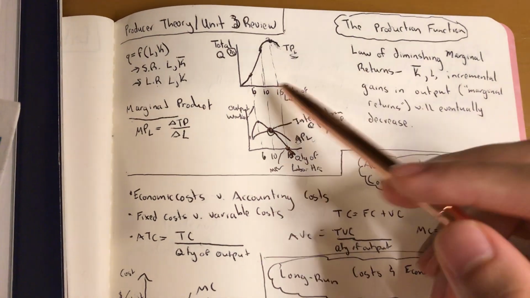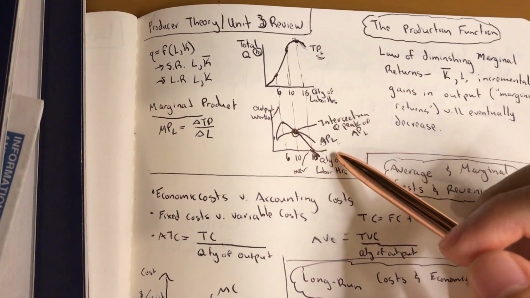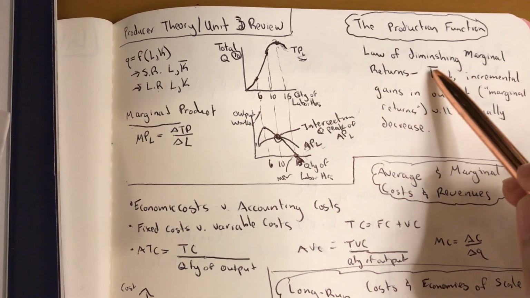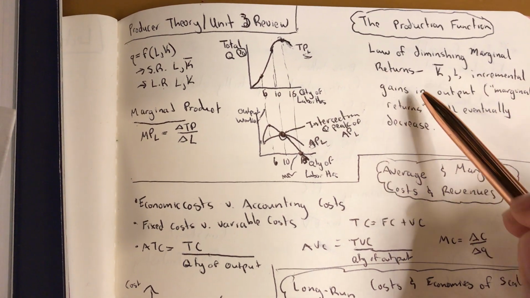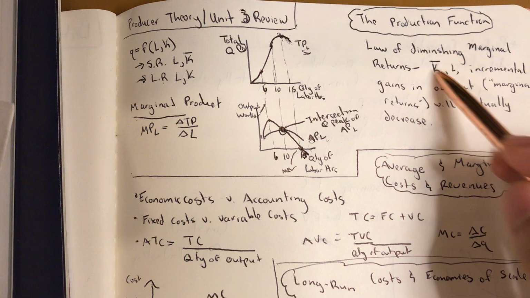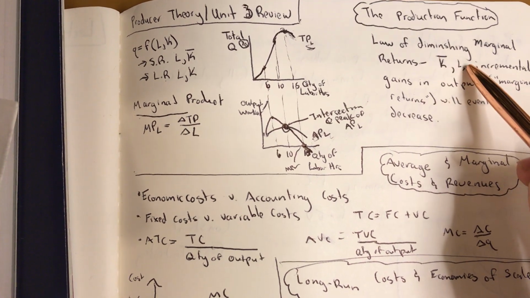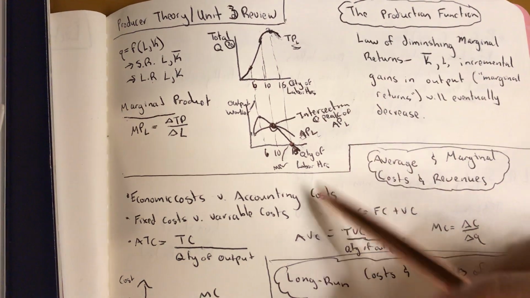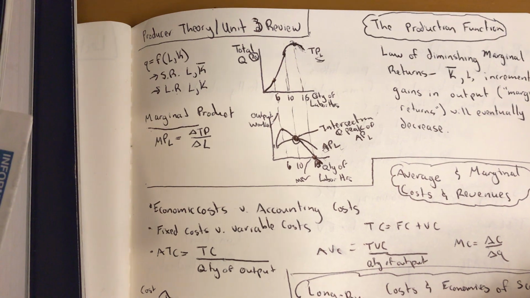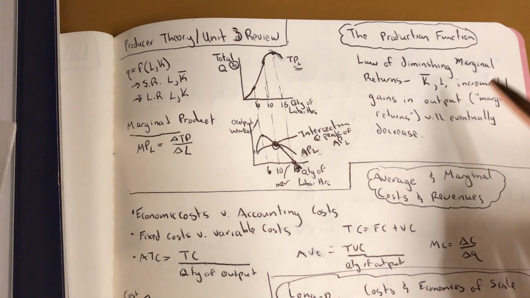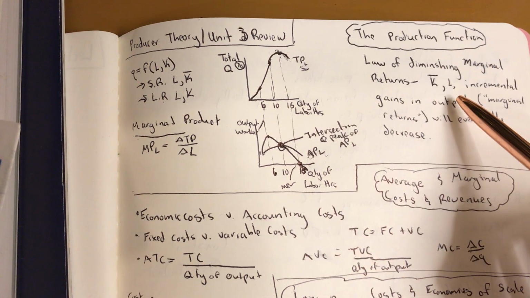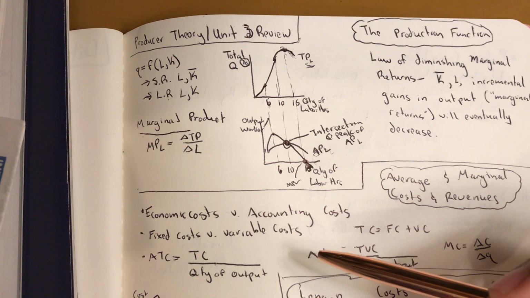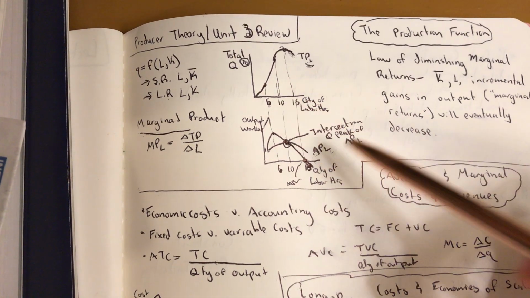And then we said, and these are going to represent short-run production curves that we're going to see right here, one of the phenomena that we expect to see in the short run is diminishing marginal returns. The law of diminishing marginal returns says that in the short run, in an environment in which you hold one factor of production fixed and the other is variable, incremental gains in output, or marginal returns, will eventually decrease. So this term marginal is important, and the reason why marginal returns are going to decrease is because in short run production functions, you're going to experience diminishing marginal product.